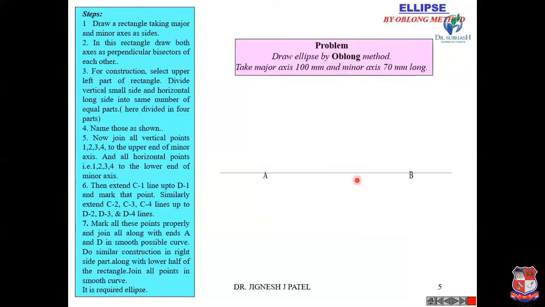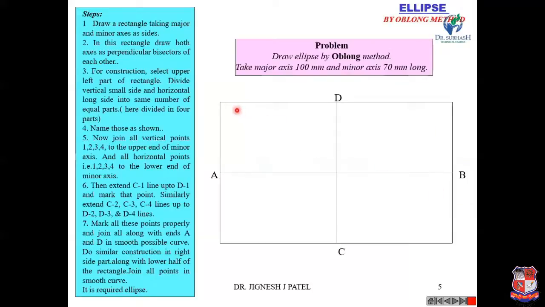So first of all, draw a line AB equal to 100 mm and line CD equal to 70 mm and complete one rectangle of 100 by 70 mm. Okay, now we have completed this rectangle. So the length of this rectangle is 100 mm and the height is 70 mm. Now from A upward, mark points at nearly equal distances 1, 2, 3. Okay, here we mark the points and name them 1, 2, and 3.